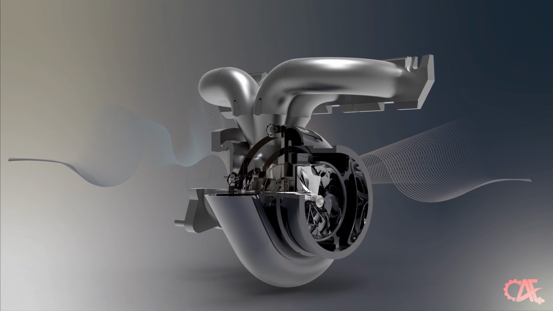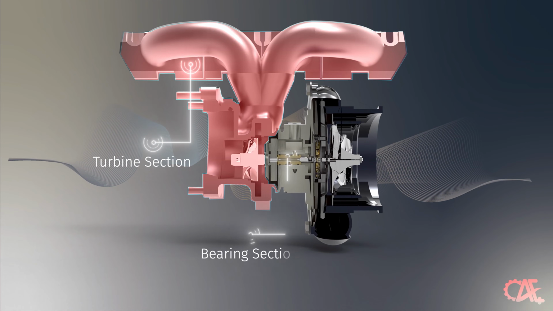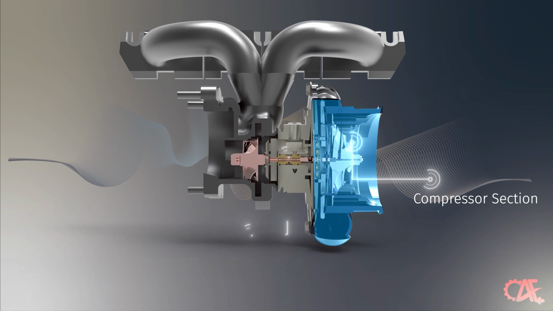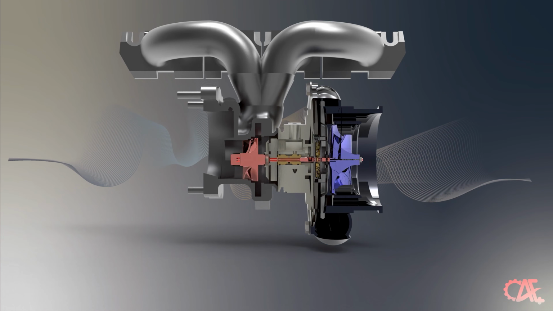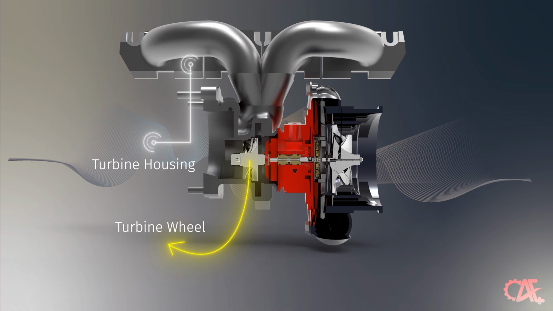A turbocharger is comprised of 3 main sections: the turbine section, the bearing housing section, and the compressor section. Let's now concentrate on the turbine and compressor sections. The turbine section includes the turbine wheel and its housing, which directs exhaust gas onto the wheel. This exhaust gas imparts energy to the turbine wheel, causing it to rotate and subsequently expelling the gas through an exhaust outlet. In contrast, the compressor section operates oppositely.